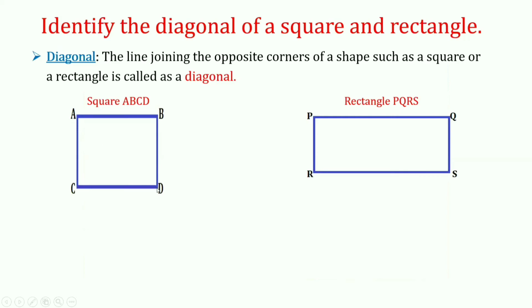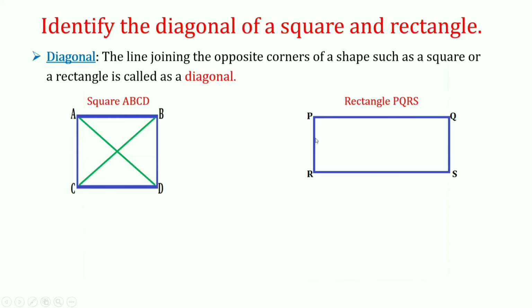Which are the opposite corners of square ABCD? So, corner A and corner D are opposite to each other, whereas corner B and C are opposite to each other. When the line joins these corners A and D, it is called a diagonal. Even when the line joins the corners B and C, it is also known as a diagonal.